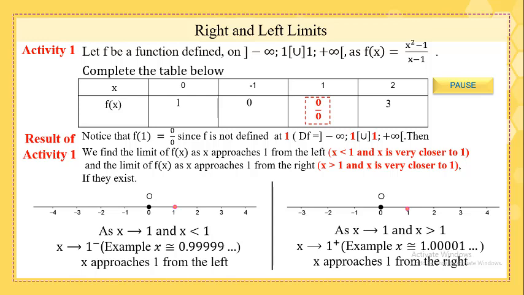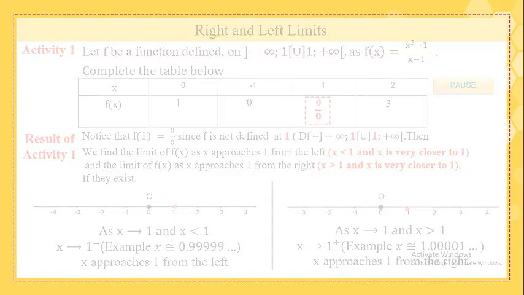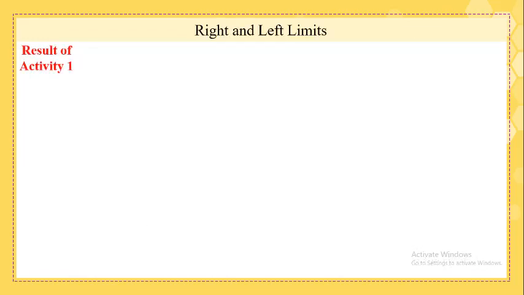We say x tends to 1 minus, for example, x approximately 0.99999, or x approaches 1 from the left. We say x tends to 1 plus, for example, 1.00001, and this is how it approaches 1 from the right.